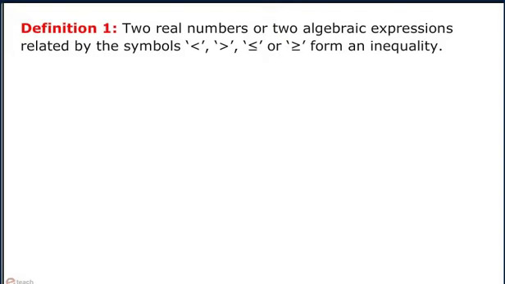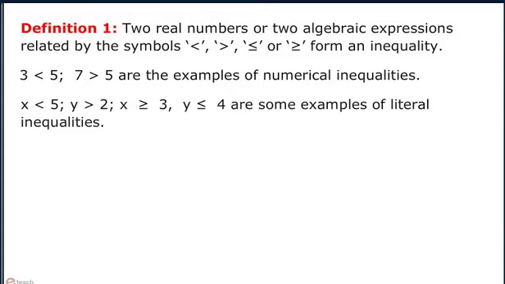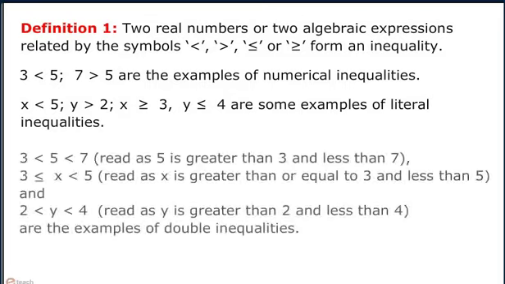Definition 1. Two real numbers or two algebraic expressions related by the symbol less than, greater than, less than or equal to, or greater than or equal to form an inequality. 3 less than 5, 7 greater than 5 are examples of numerical inequalities. x less than 5, y greater than 2, x greater than or equal to 3, y less than or equal to 4 are some examples of literal inequalities.